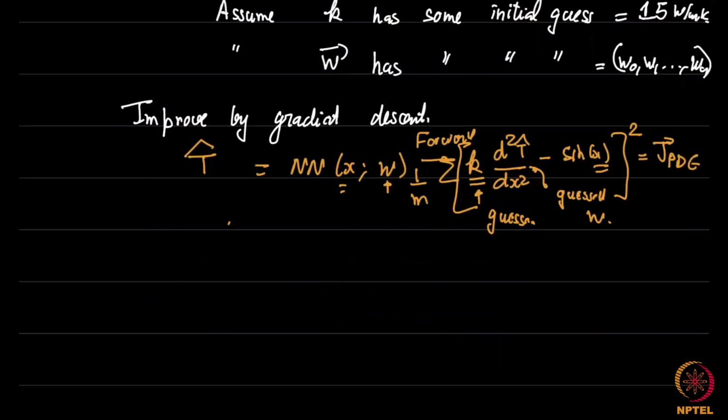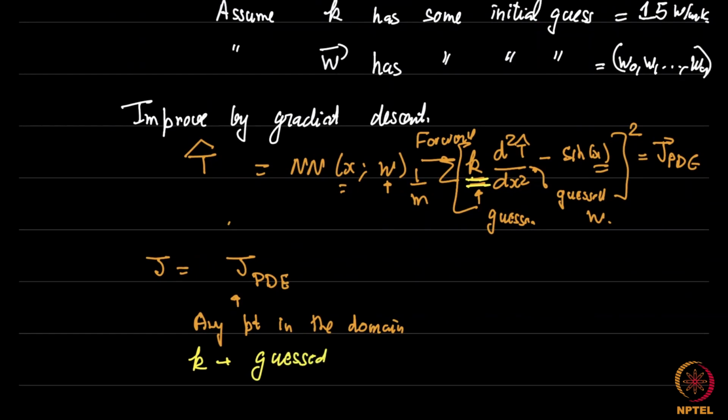this J has three components now. J PDE can be any point in the domain. Why? Because PDE is satisfied at every point in the domain. Now, at these points, we still need the value of K for this loss. K is from the guessed value. Okay. So really nothing has changed from our usual PINN, except that you have a new parameter K, which you are guessing for. Then you also have your boundary condition losses, which of course is the same as before.